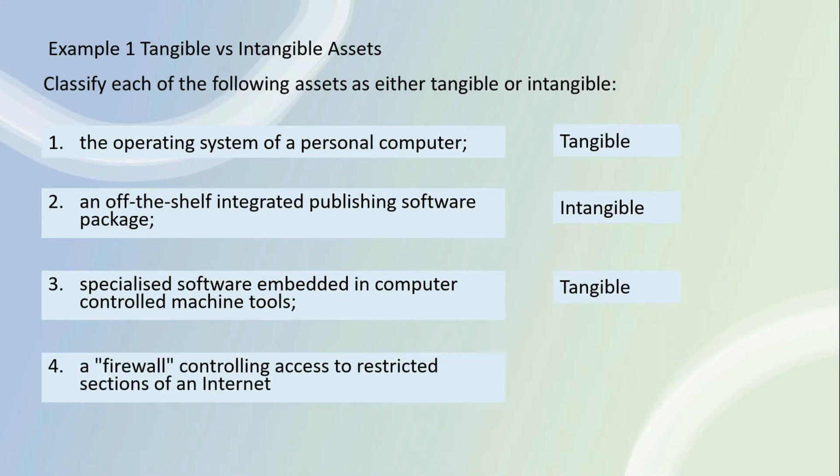And the firewall controlling access to restricted sections of the internet. For example, an antivirus. You need to buy this extra from the computer that has been bought. So this is software, which is called an intangible non-current asset.